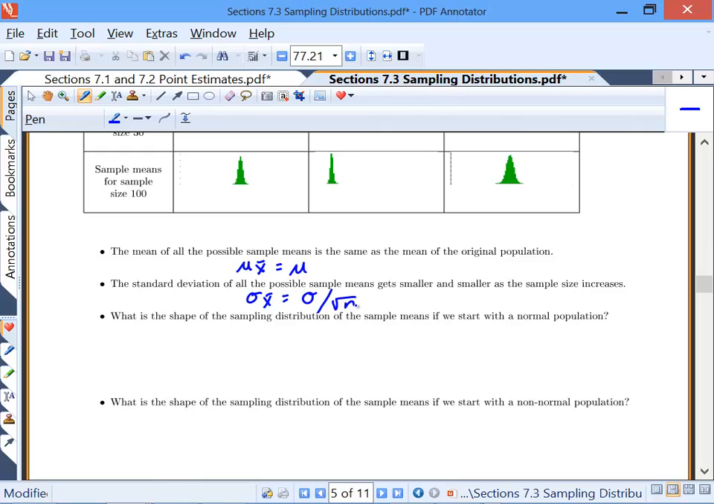Does that look familiar? We've gone over this result at least twice before, except we've usually done the variance as sigma squared over n. And what is the shape of the sampling distribution of the sample means if we start with the normal distribution? If we start with the normal distribution, then the shape for our means is going to be normal for any sample size.